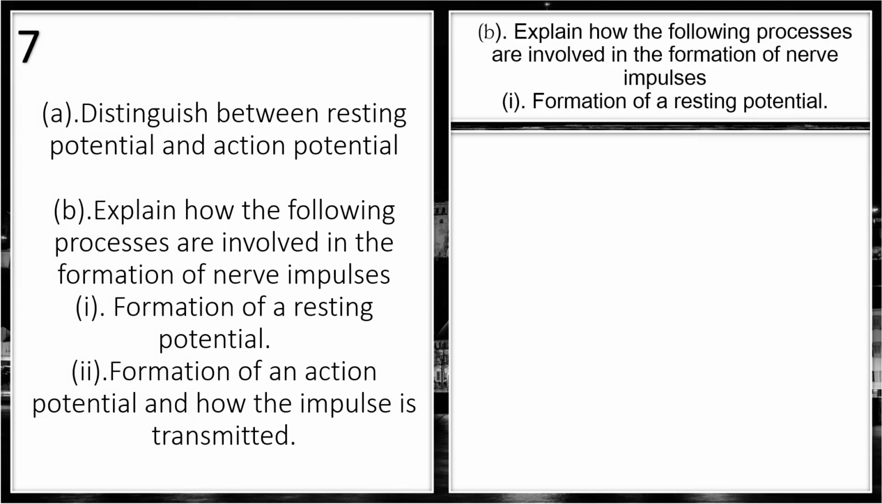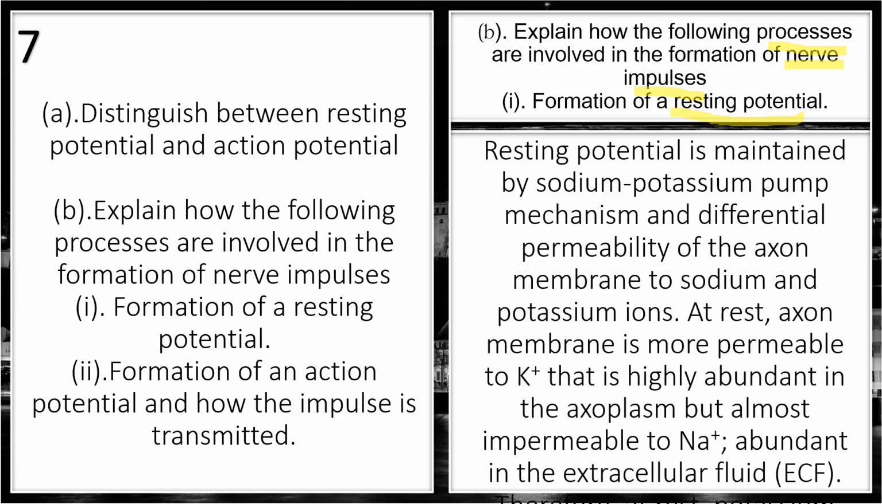Part B. Explain how the following processes are involved in the formation of the nerve impulse. Number 1. Formation of a resting potential. The resting potential is maintained by the sodium-potassium pump mechanism and differential permeability of the axon membrane to sodium and potassium ions.